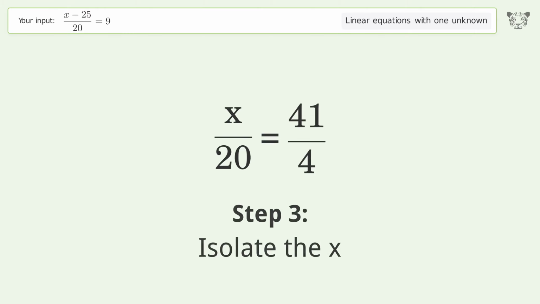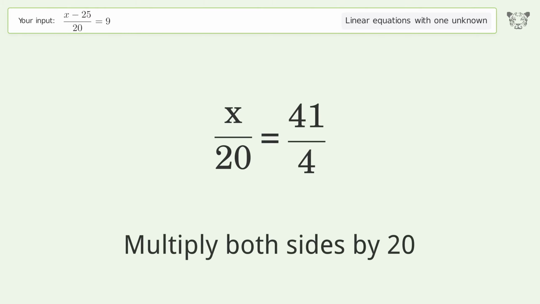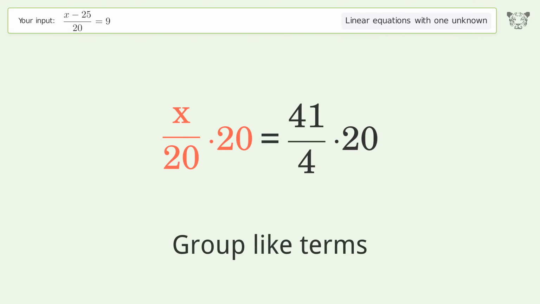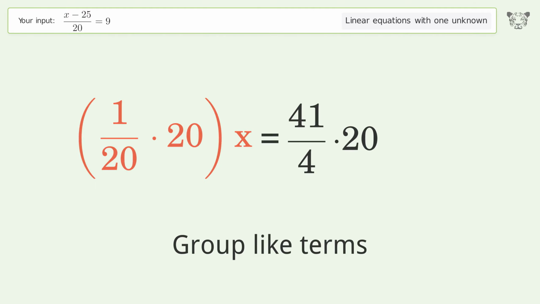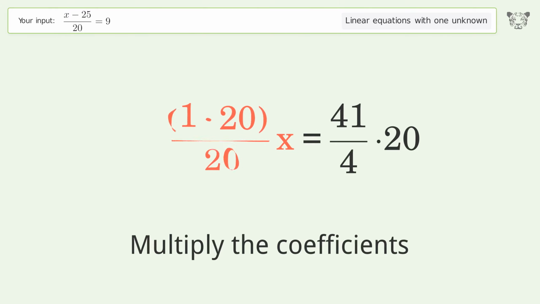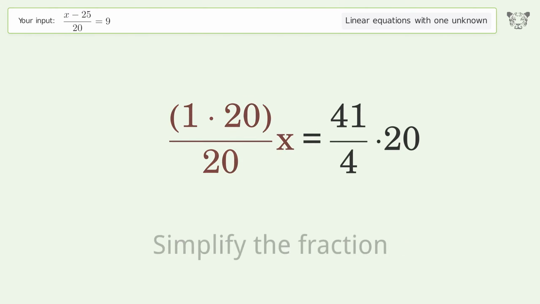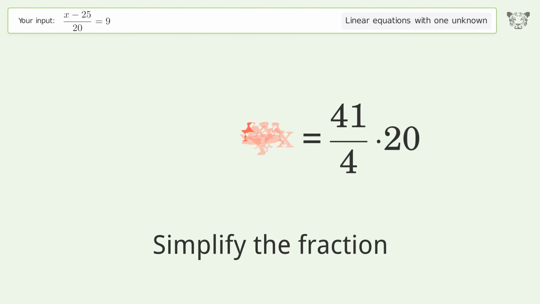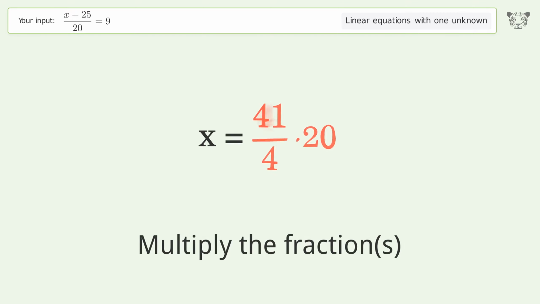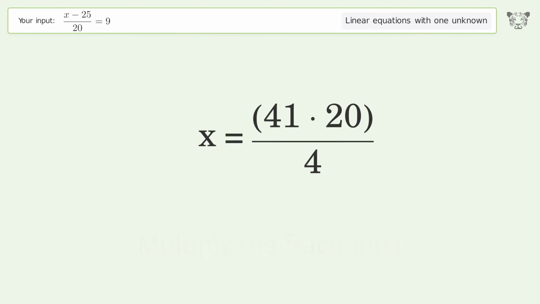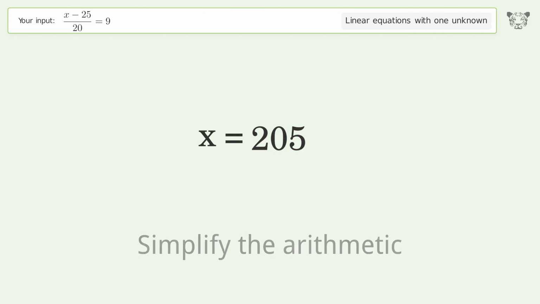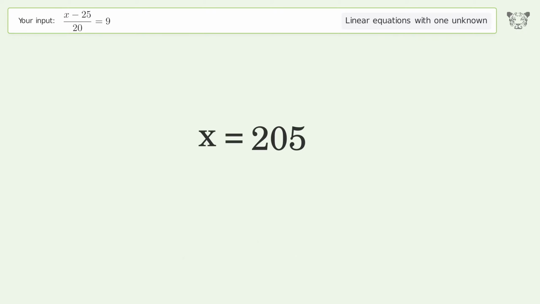Isolate the x. Multiply both sides by 20. Group like terms. Multiply the coefficients. Simplify the fraction. Multiply the fractions. Simplify the arithmetic. And so the final result is x equals 205.